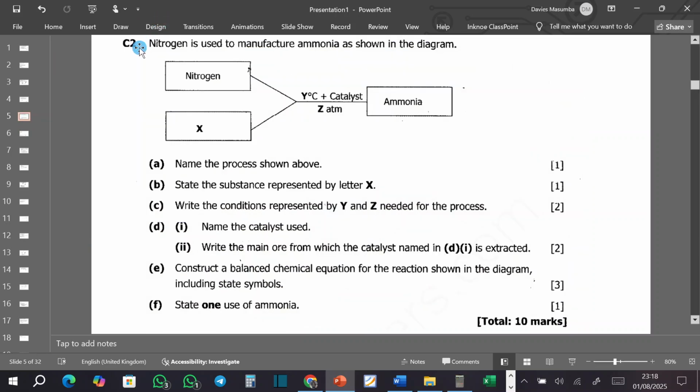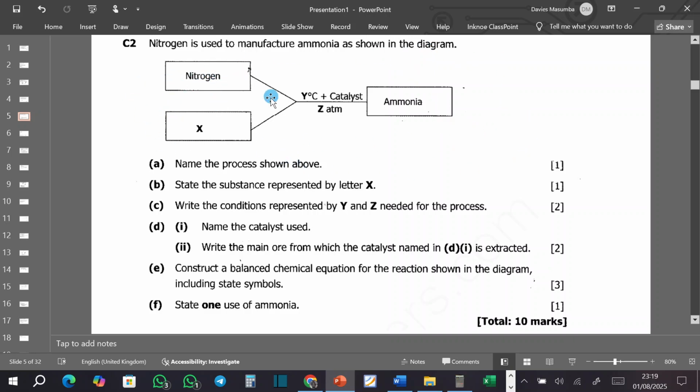This was C2. It says nitrogen is used to manufacture ammonia as shown in the diagram. So this question is on the Haber process, which is the process used to produce ammonia. So you will at least revise on it. You study this diagram very well, guys. You need to be able to study these diagrams very well.